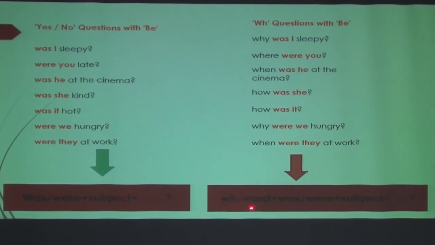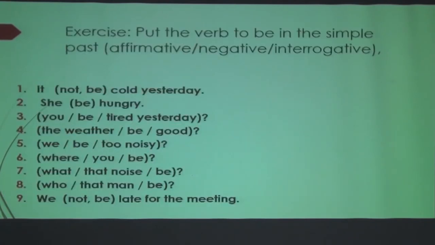Are you asking about the place, or about the time, or about the how, etc.? And the rule: we have a WH word, where, what, when, plus was, plus were, plus subject, plus a complement. So you can see the same thing here, except here we have a WH word. Here we don't have a WH word because these are yes/no questions and these are WH questions. I hope I'm not going too fast, okay? So let's have a look at this exercise. Pause for a few minutes and try to do the exercise, okay?